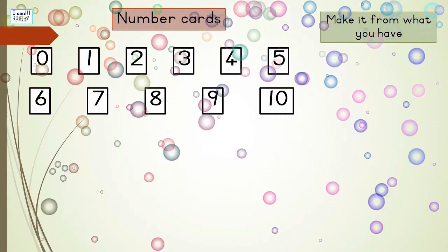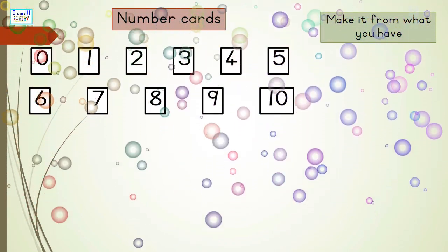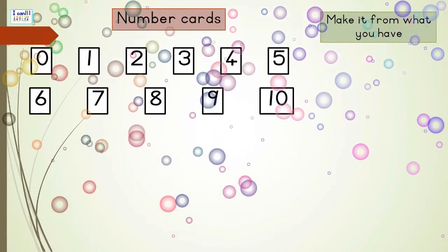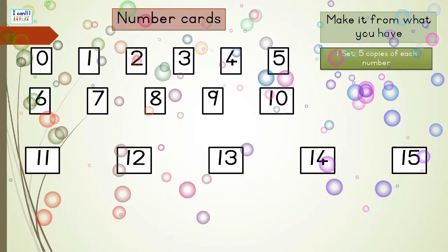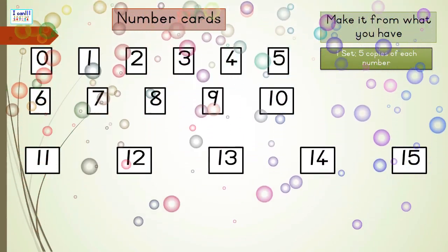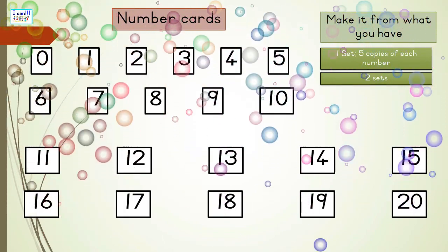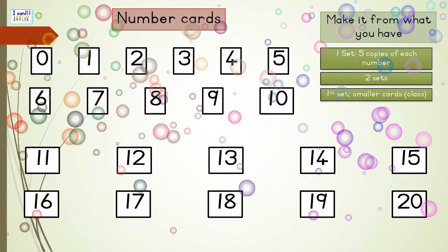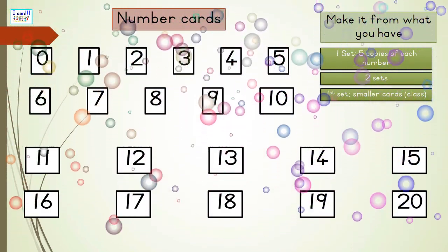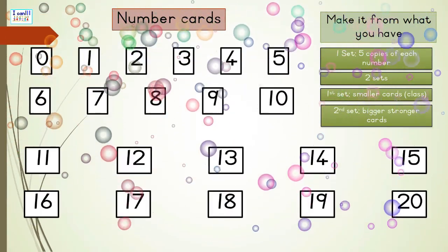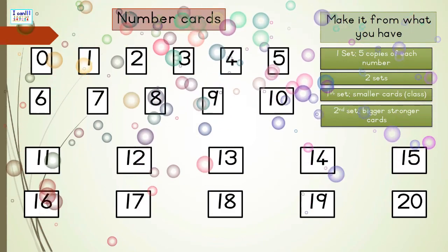The outside cards must be from a sturdy material so that it can become dirty and you can play with it for a long time. One set has to contain 5 copies of each number. You need 2 sets. The first set is the smaller cards for inside the class. And the second set is the bigger, stronger cards for your outside play time.